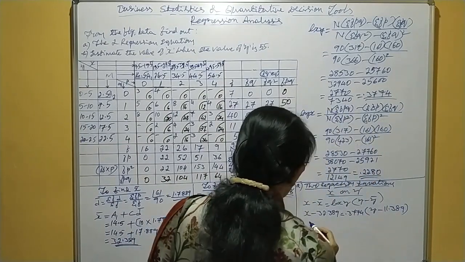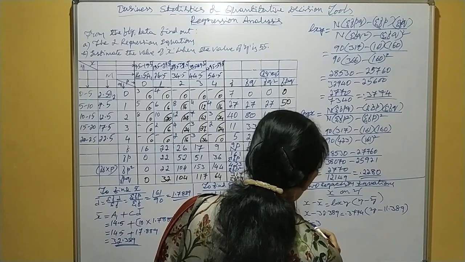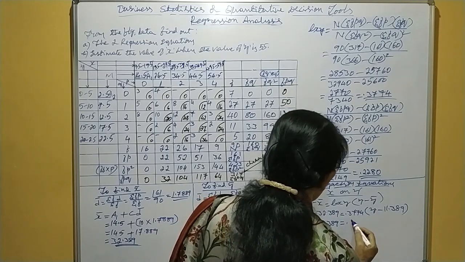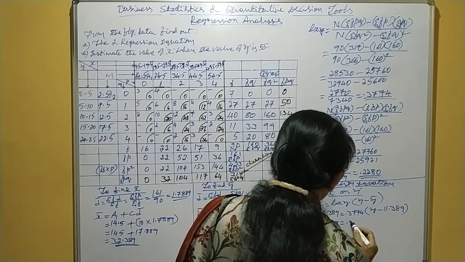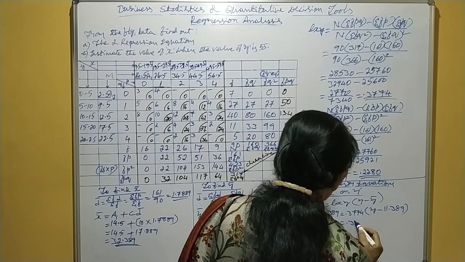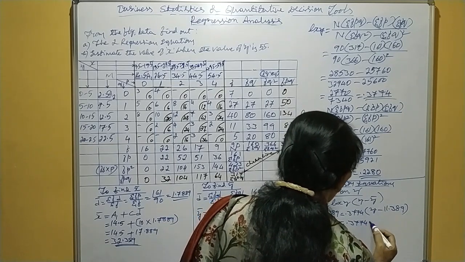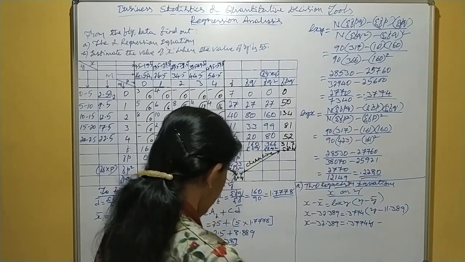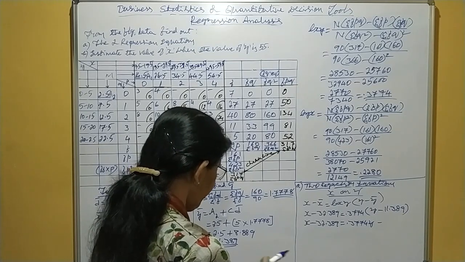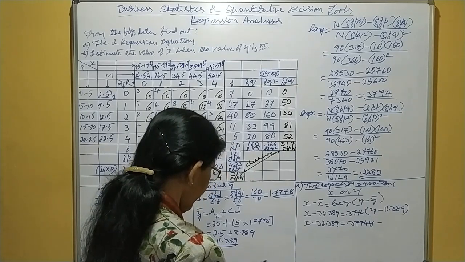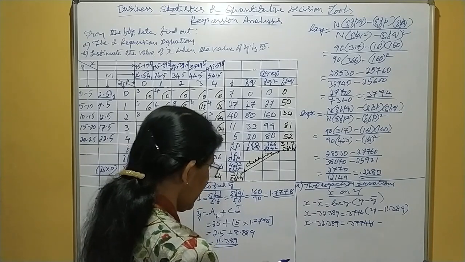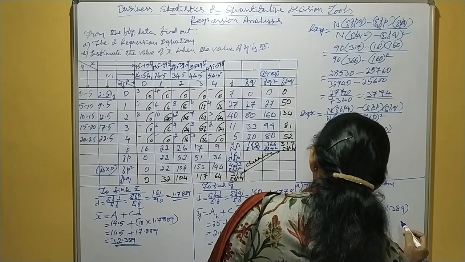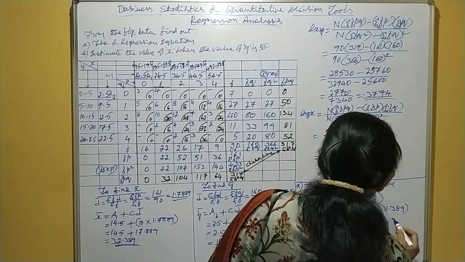11.389. Now x minus 32.389 equals, here it is a plus sign, plus means that you need not mention, it is understood, 0.3774 into y, plus into minus, 0.3774 into 11.389. It is 4.2982.